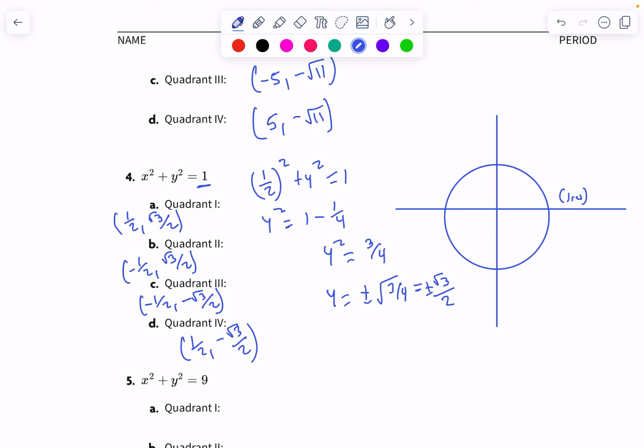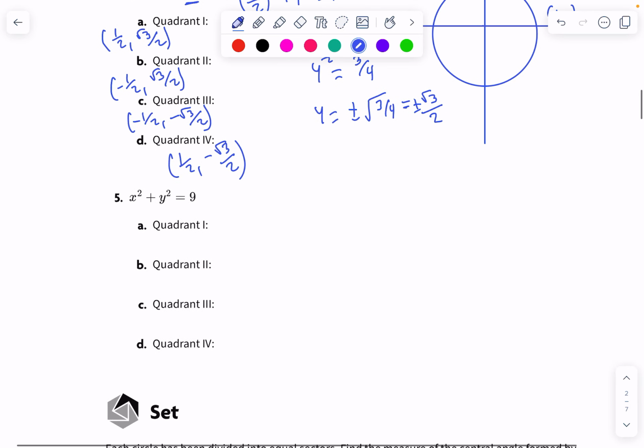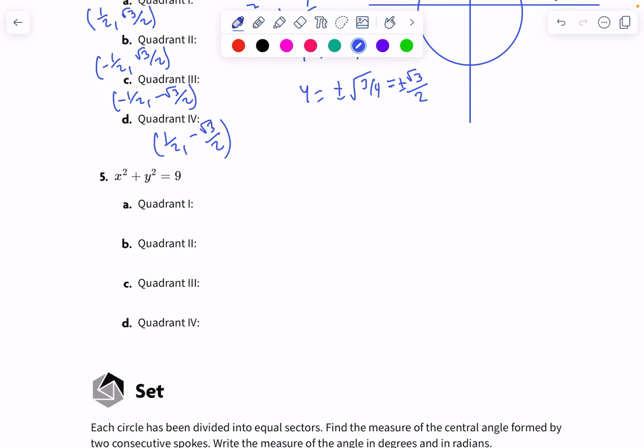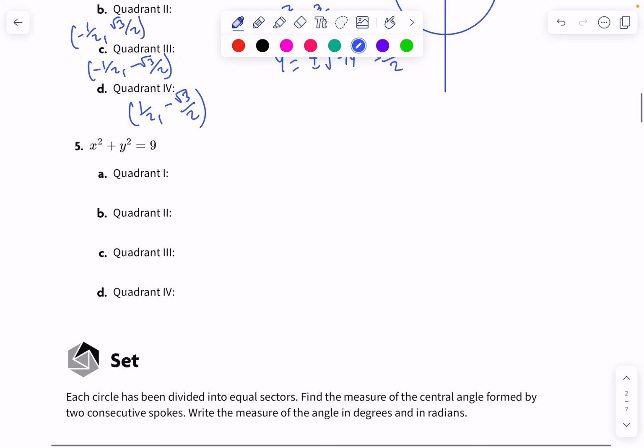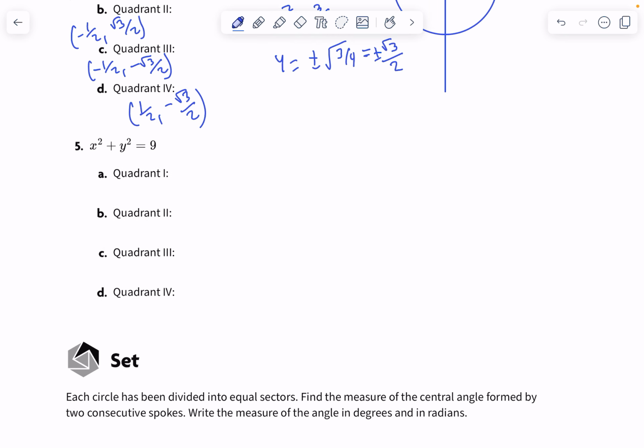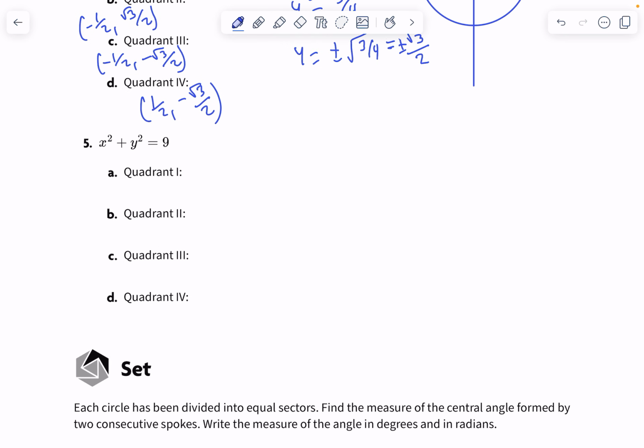Okay, so I'm moving a little bit faster now because we should be more familiar with how to do these. And then last but not least, again, my radius here is equal to 3. So any value between 0 and 3 would work for x. So let's say that x is 2 here. So now I'm left with 2 squared plus y squared equals 9. So then y squared is equal to 5. So then y is equal to plus and minus square root of 5.